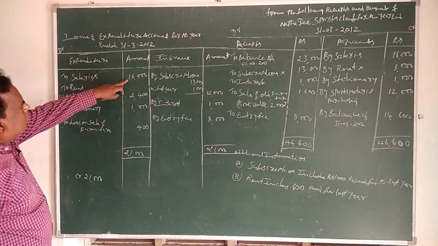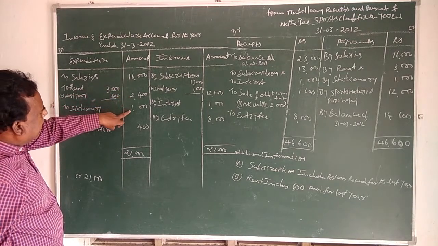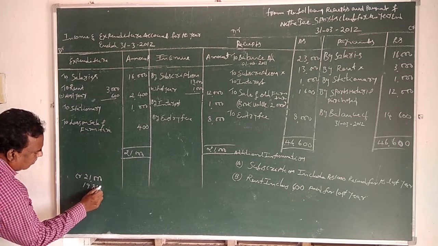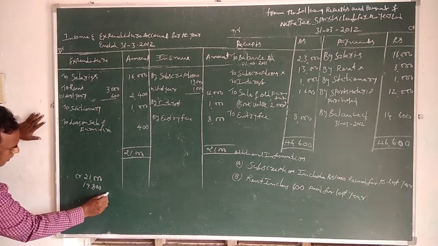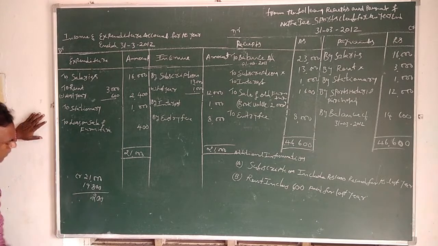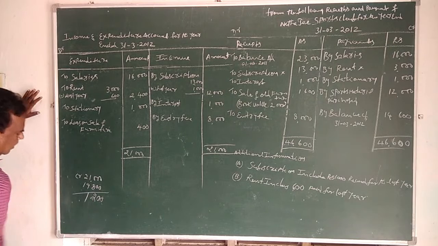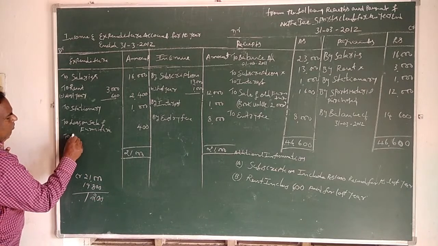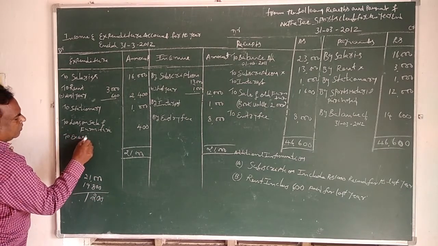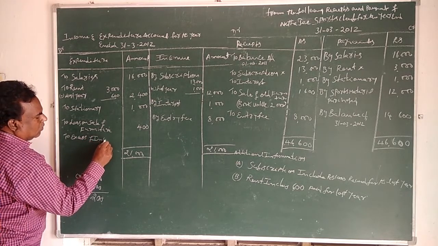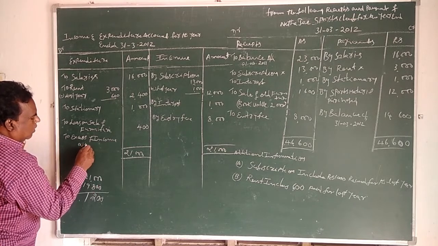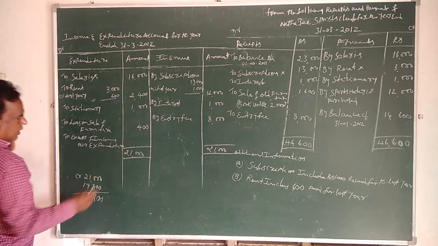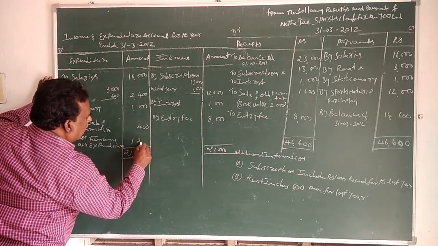debit balance 16, 17, 18, 19, 19,800. Excess of income over expenditure 1,200, to excess of income over expenditure 1,200 only.